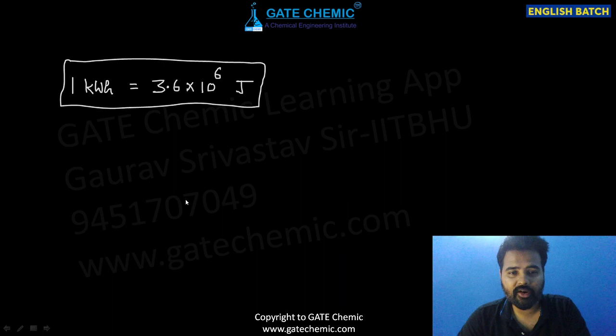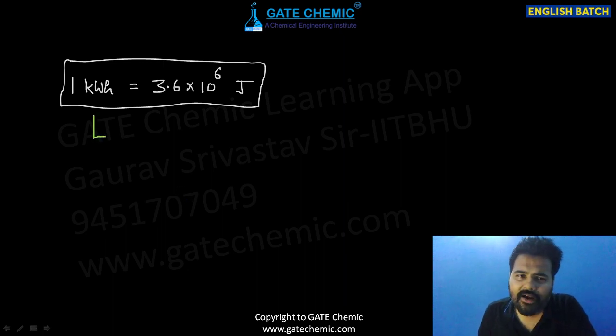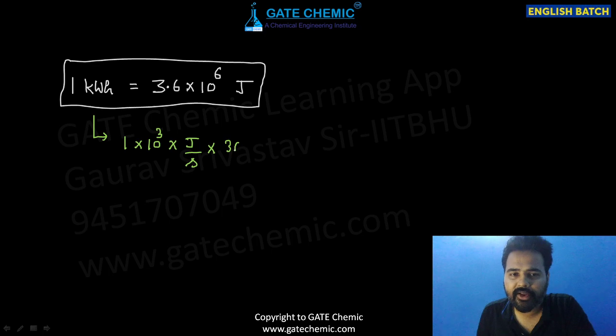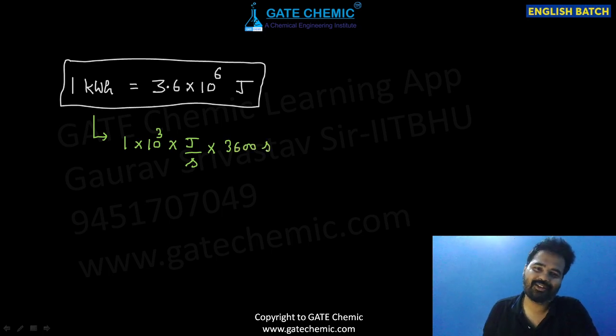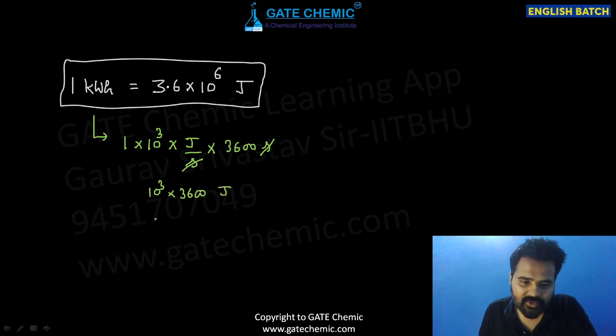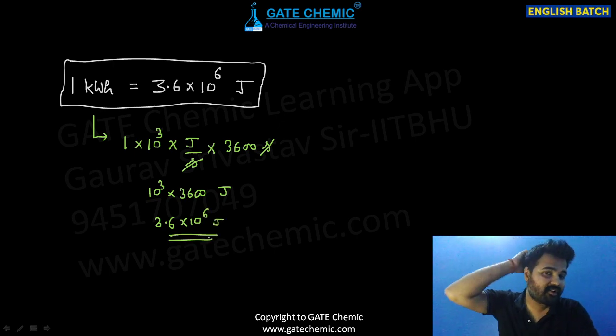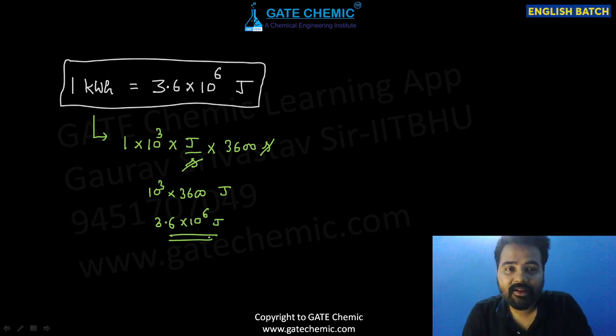See how I got it. Kilowatt hour. What is kilo? Kilo is a prefix having value 10 to the power 3. Watt, what is watt? Watt is joule per second. Hour: 1 hour equals 3600 second. Wonderful. Second cancelled. So I got 10 to the power 3 into 3600 joule, or the same thing I can write as 3.6 into 10 to the power 6 joule. So I hope everyone knows how we can say 1 kilowatt hour equals 3.6 into 10 to the power 6 joule. Is it crystal clear to all of you?